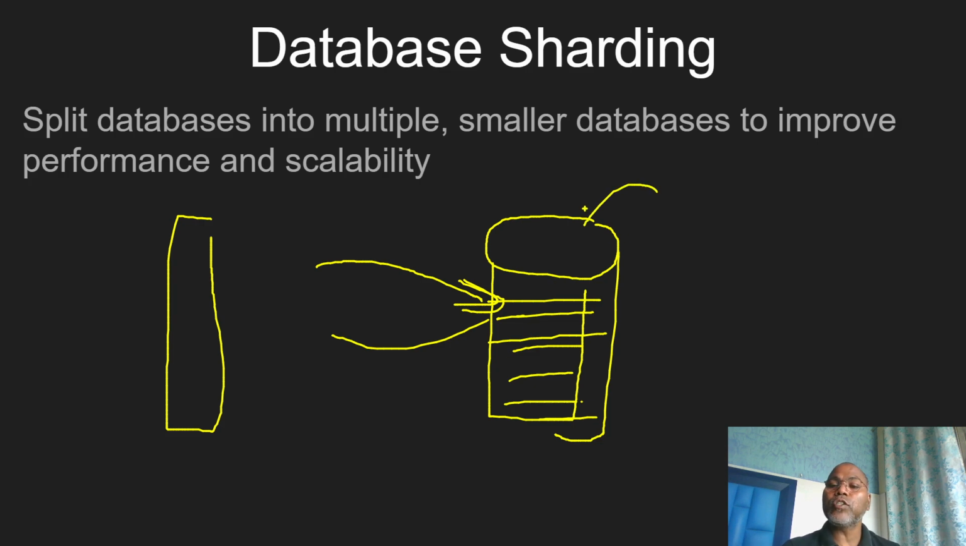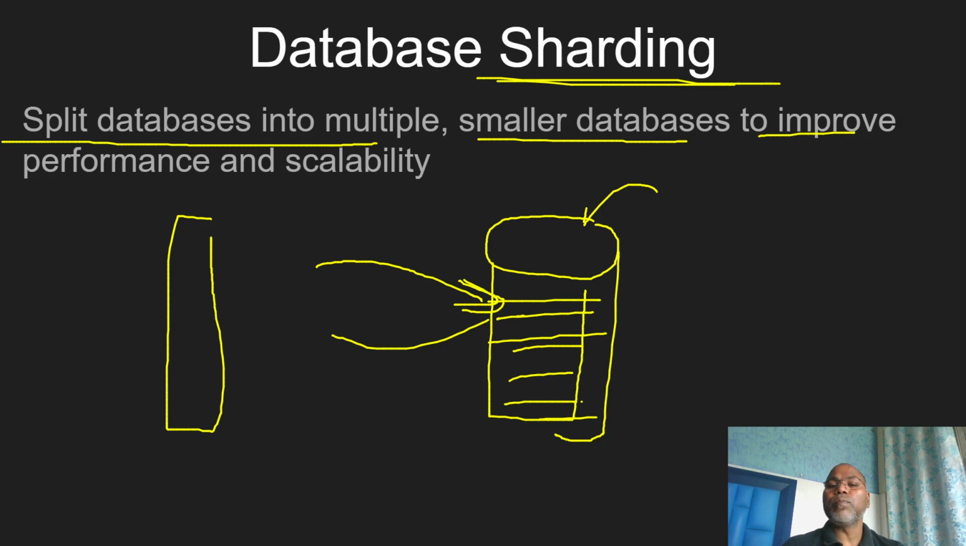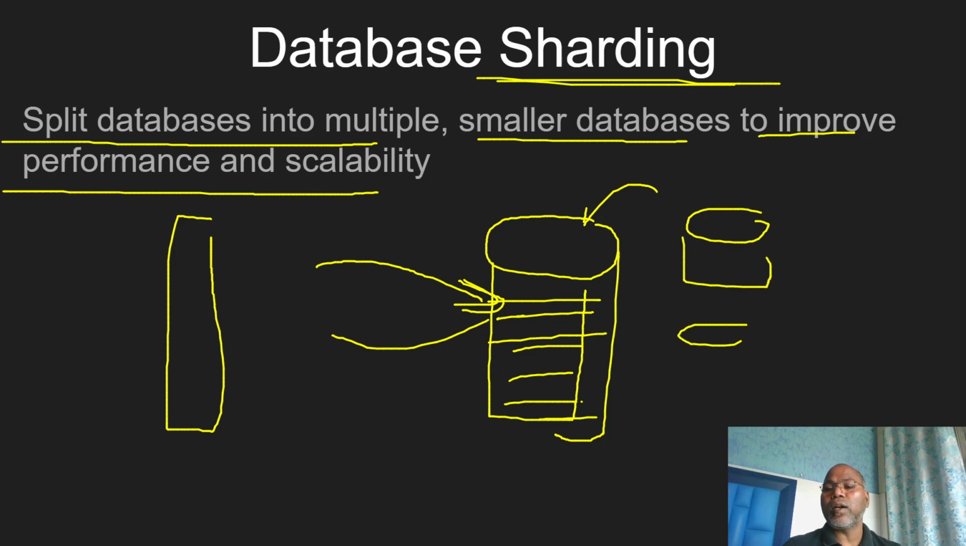Similarly, you have to scale your data. Scaling data has multiple ways, but one of the techniques is sharding. What is sharding? Splitting data into multiple smaller databases to improve performance and scalability. So what do you think? Instead of one database, you can split into database 1, database 2, database 3. Each database holds specific data, and you get from this data, from this data, from this data.